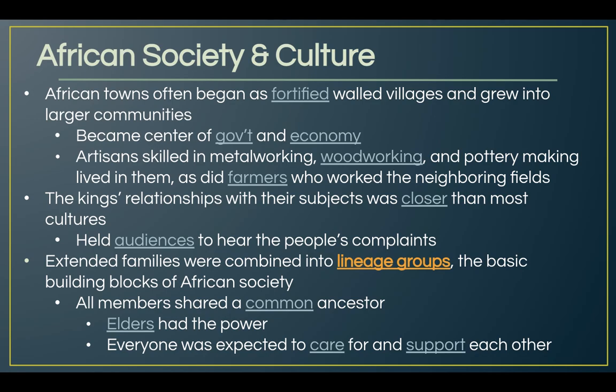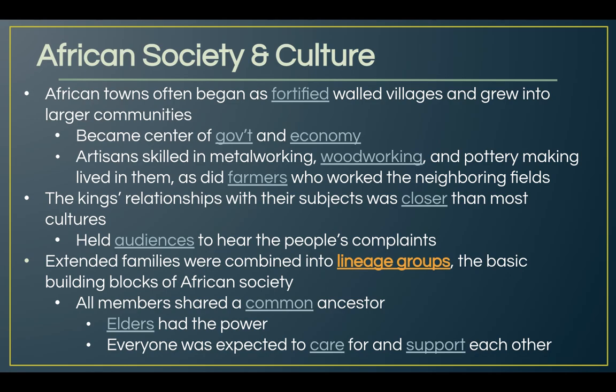The king's relationships with their subjects was actually a lot closer than most cultures. And a lot of it has to do with the size of the kingdoms, but also the fact that it wasn't just the king living in the walls. Okay, so in like Europe, for example, they would build a castle and they would have the wall around the castle, and then the king would live in there. Well, in this case, you have many more people inside those walls, and so it's easier to gain access to the king. So the king would often hold audiences to hear the people's complaints and kind of see what's going on with the people. And so once again, he was a lot closer than we see in other cultures.